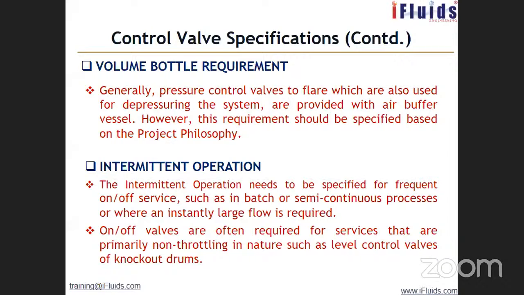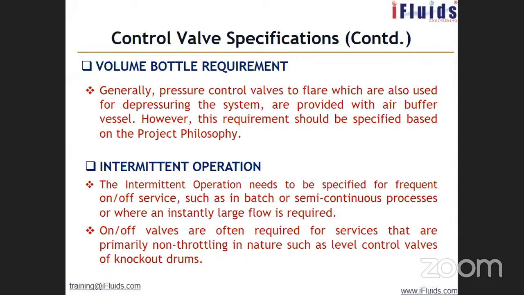Intermittent operation needs to be specified for frequent on-off services such as batch operations. This comes in batch or semi-continuous processes. We will not come across it in continuous processes. This is a requirement only for batch or semi-batch or semi-continuous operations.